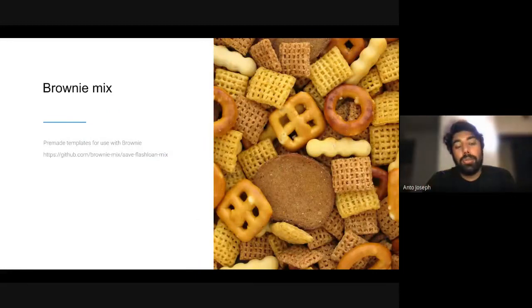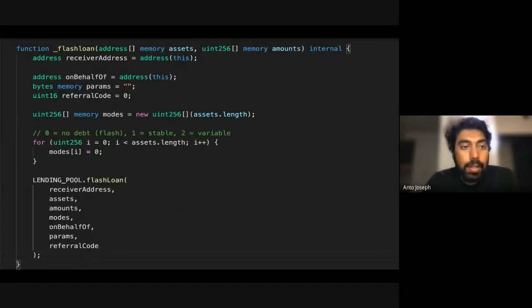And to actually make a flash loan, we would have to write some code. And Brownie has some templates which have made it way easier to do a flash loan, and we'll be exploring that. So this is the smart contract, or the core part of the smart contract, that we'll be deploying to our mainnet fork so that we can make a flash loan.